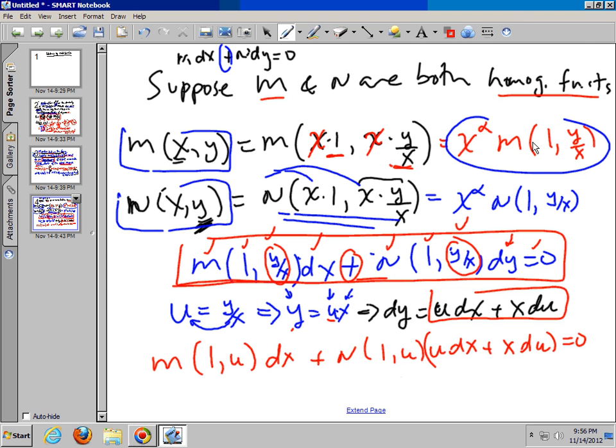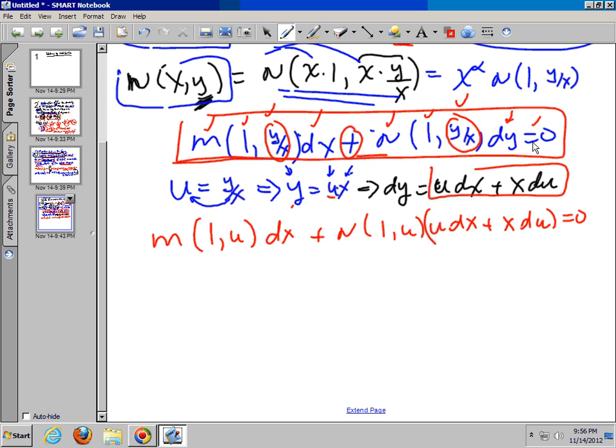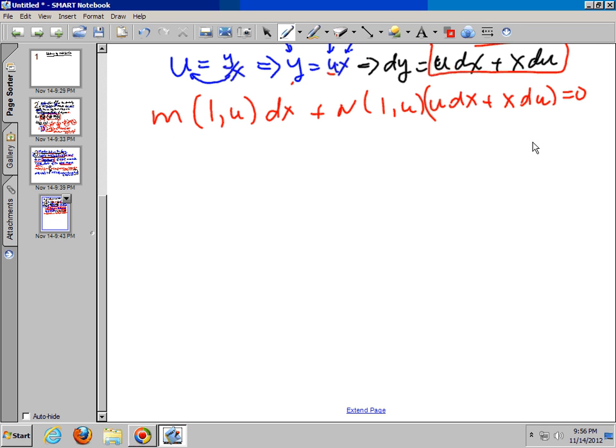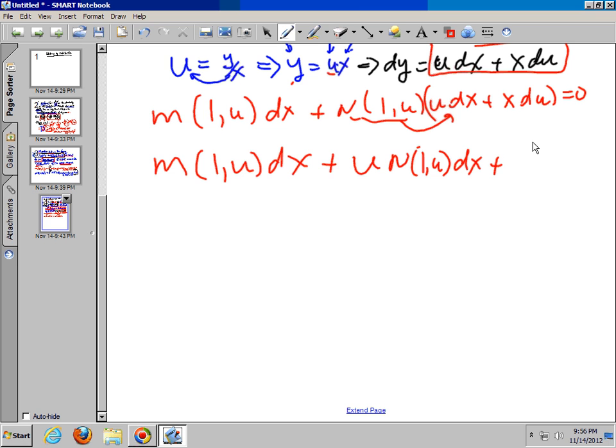Okay, let's get a little bit more space going, more on the bottom that is. And what I'm going to do is distribute. I have M of 1 comma u dx plus this times u dx. I write the u first: u times N of 1 comma u dx, plus that product. I write the x first: x times N of 1 comma u du. And this is equal to 0.